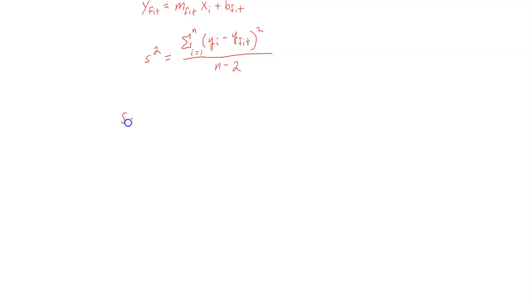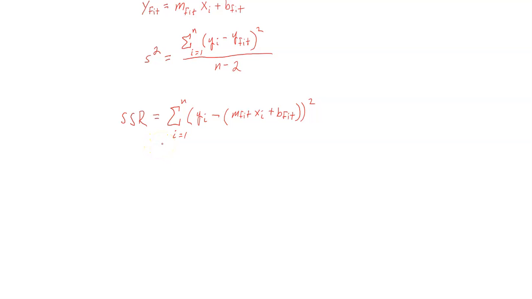So we call this the sum squared of the residuals, the SSR. And that's going to equal this numerator with our y fit plugged in. This is going to be the sum from i equals 1 to n of yi plus m fit times xi plus our b fit value, squared.